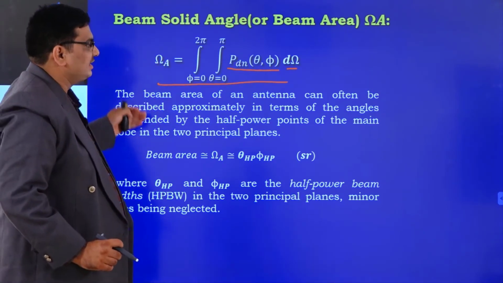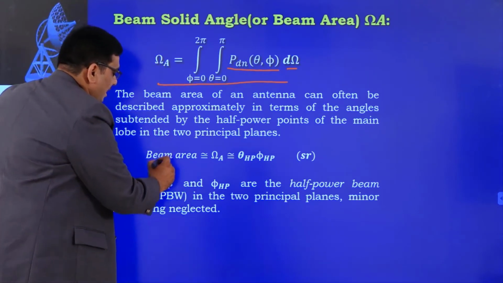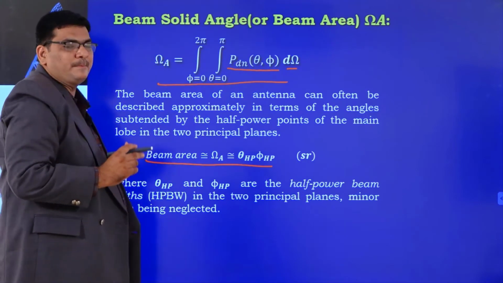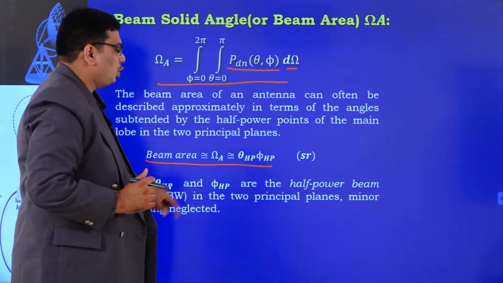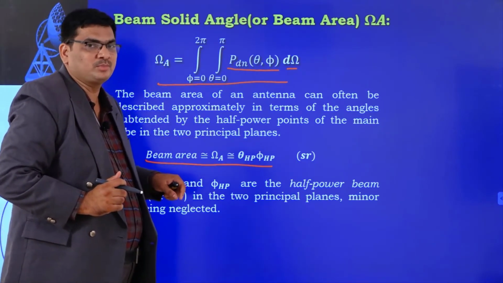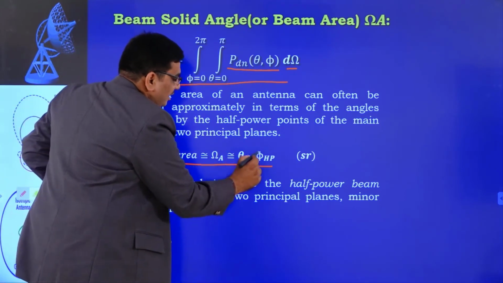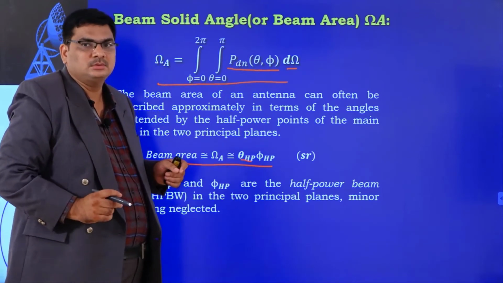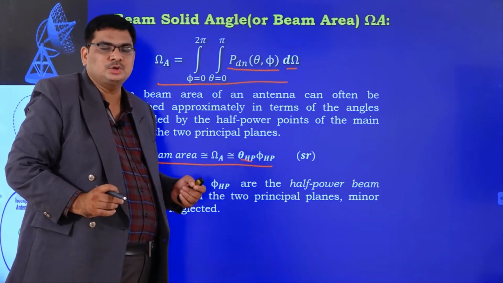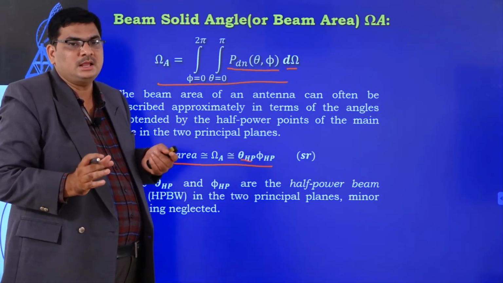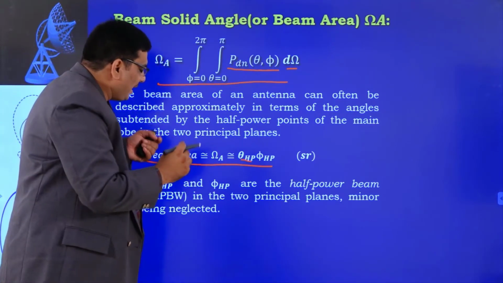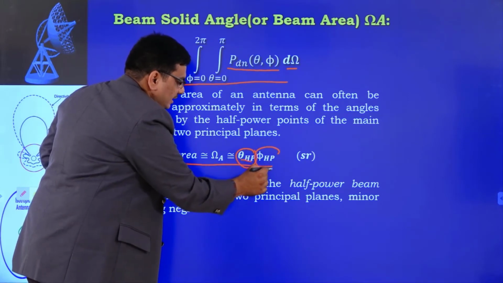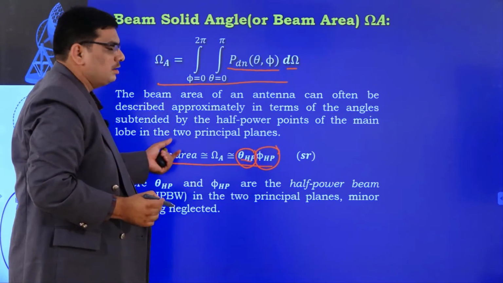Another way we can define our beam area is: beam area is equal to theta HP times phi HP steradians. So what is theta HP and what is phi HP? Theta HP is the half power beam width in the theta direction and phi HP is the half power beam width in the phi direction. If you multiply those two principal planes' half power beam widths, then we get our total beam area.